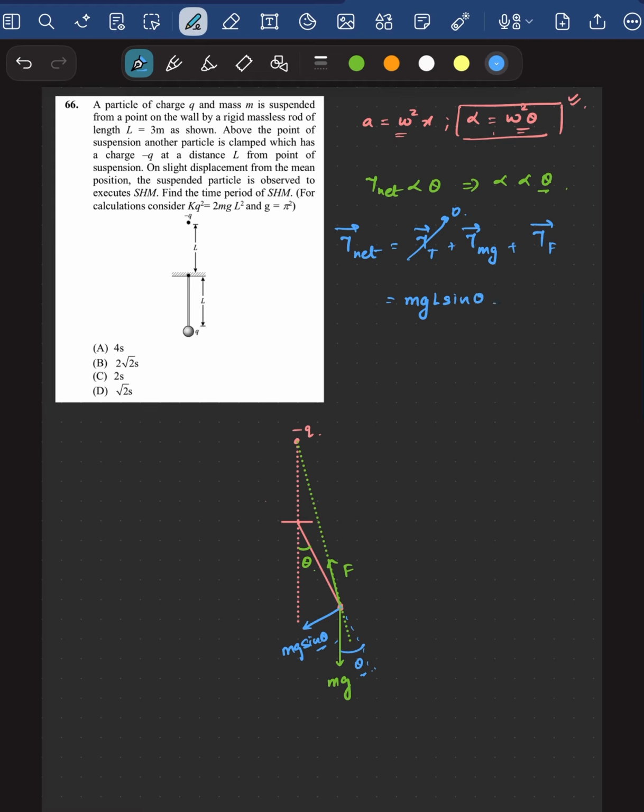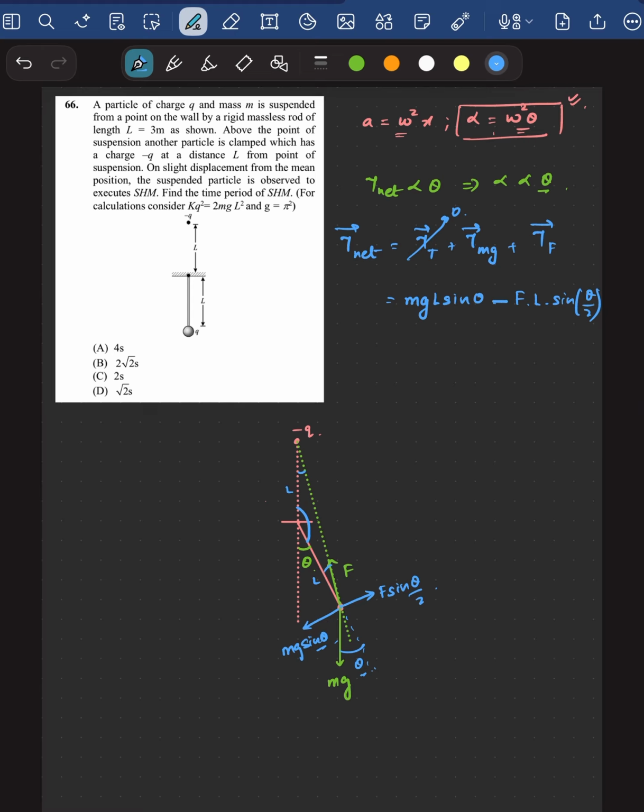And what about your torque due to F? This angle is 180 minus theta. Since this length and this length are equal, both these angles will be equal to theta by 2. So the component of F perpendicular to the rod will be F sine of theta by 2. Your torque due to force F will be FL into sine of theta by 2, but it provides torque in the opposite direction. So your net torque will be equal to mgL sine theta minus FL sine theta by 2.